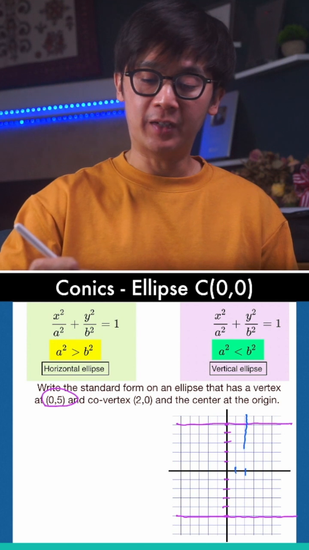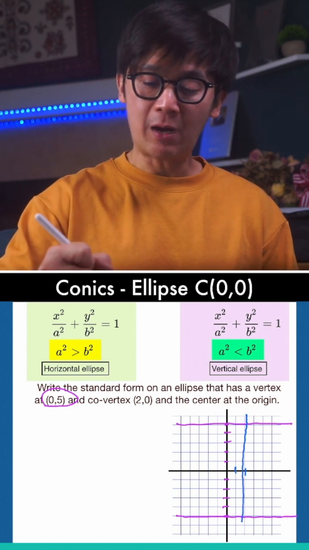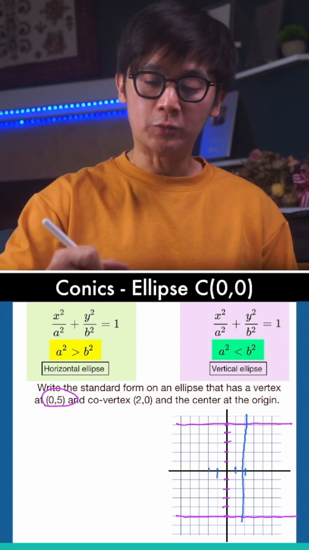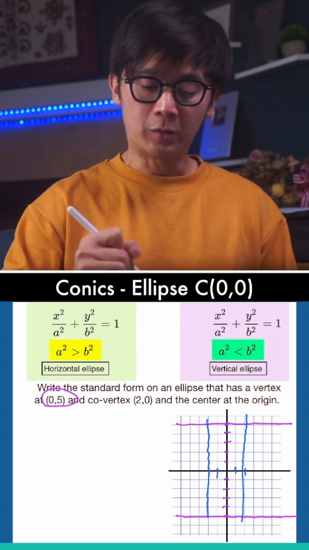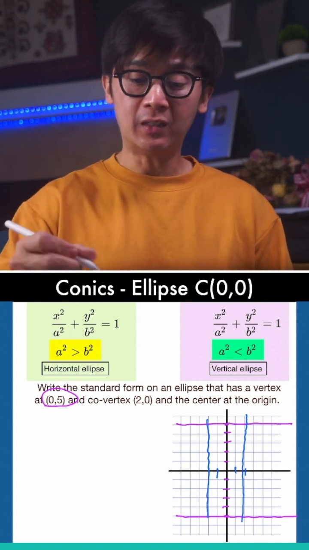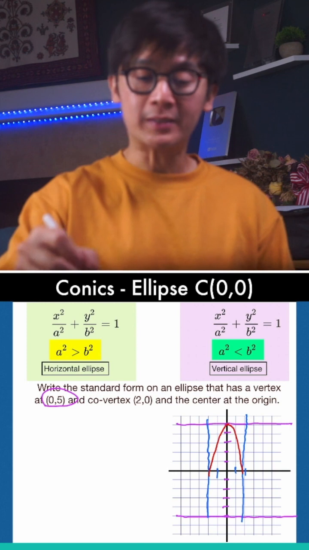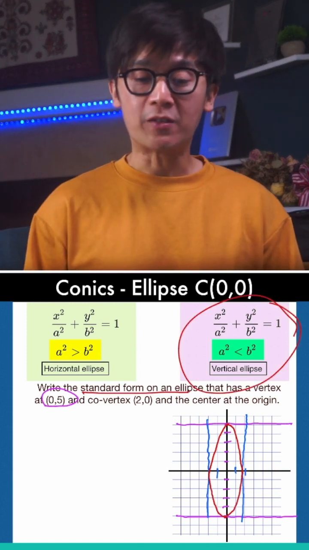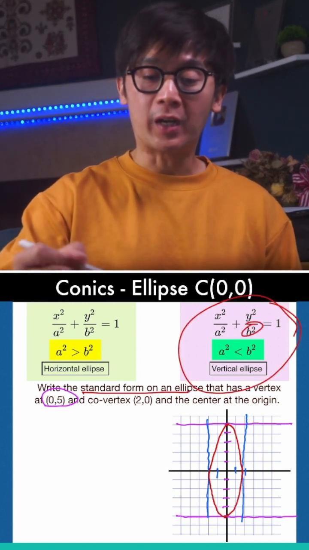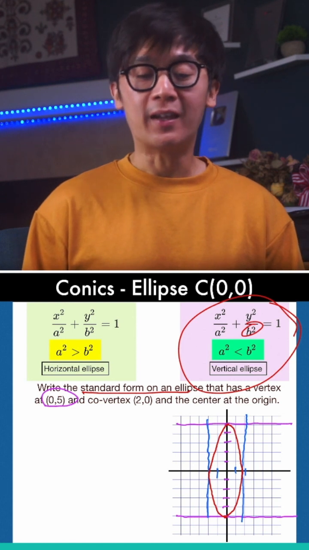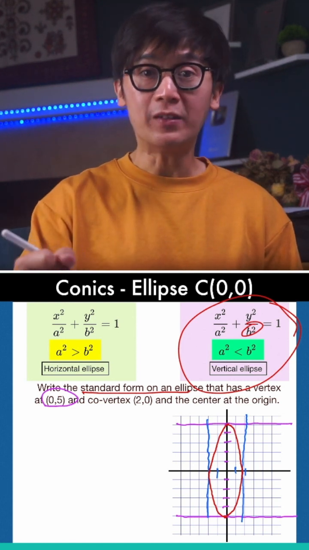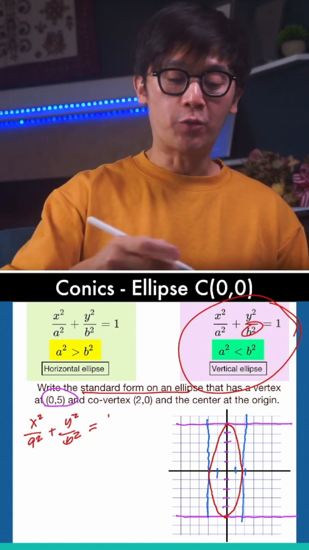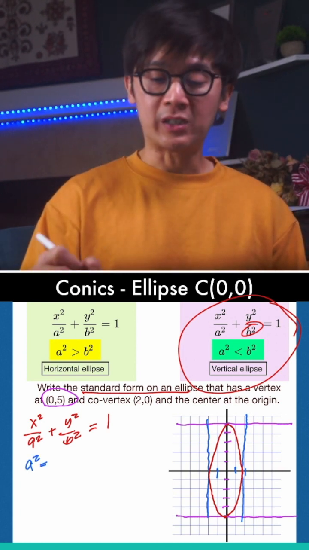So it will be a vertical line. So that means our ellipse would be a vertical ellipse. So ito ay ellipse na vertically oriented. So that means ang ating b squared ay mas malaki kesa kay a squared dahil yung y value natin ay mas mahaba. So we'll have a squared is associated with x.